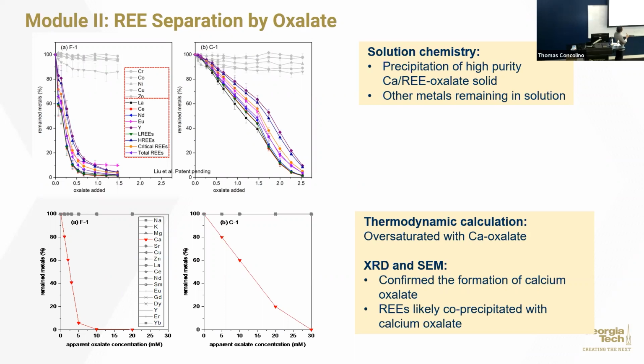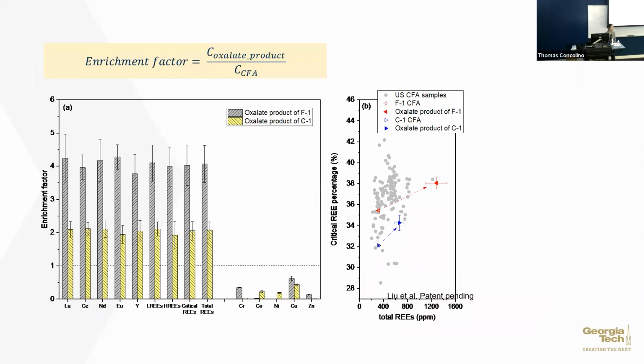We calculated the system to be oversaturated with calcium oxalate, which is confirmed by XRD and SEM. So what we think is happening is you have a calcium REE oxalate co-precipitate. And the good thing about this is we can then calculate the enrichment factor. So with this calcium REE oxalate product, we are enriching the REE content by about 2 to 4 times that of the previous coal fly ash sample. So this relatively pure REE oxalate product can then be used for downstream processing or separation.